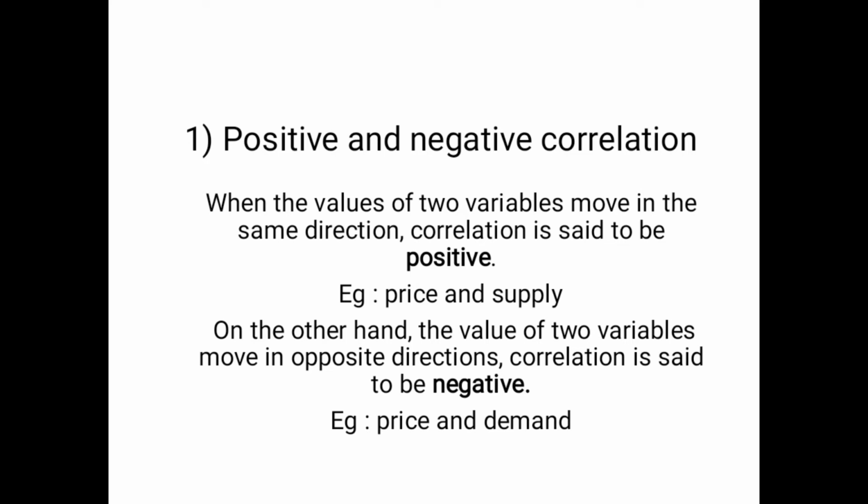For example, there is negative correlation between price and demand. Because with a fall in price, the demand goes up, and with a rise in price, the demand comes down. So there is negative relationship between the price and demand. So therefore there is negative correlation between price and demand.